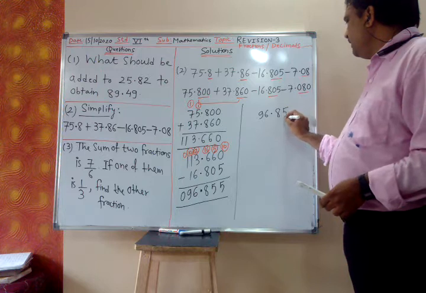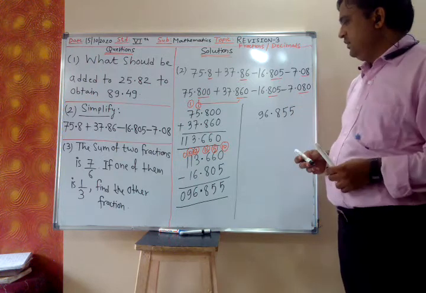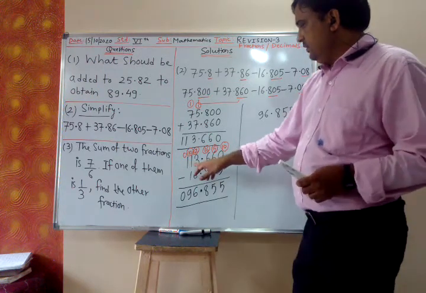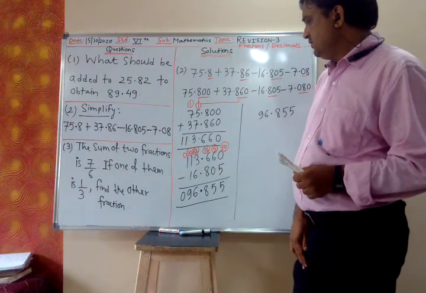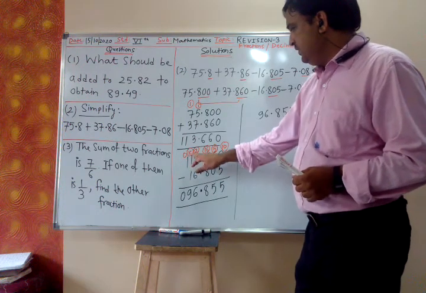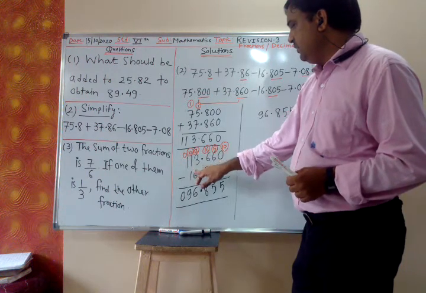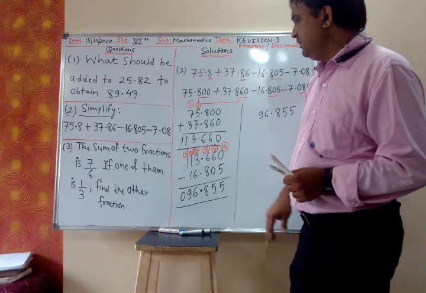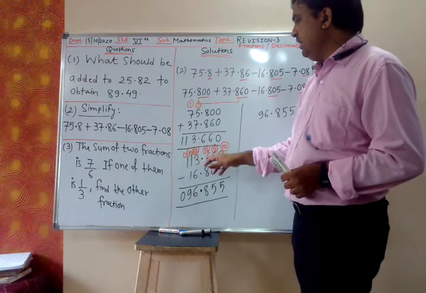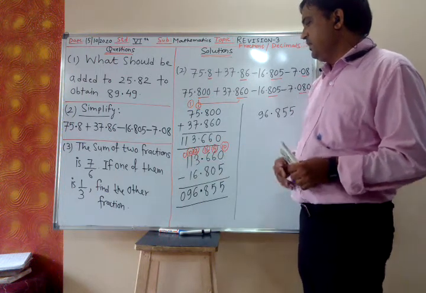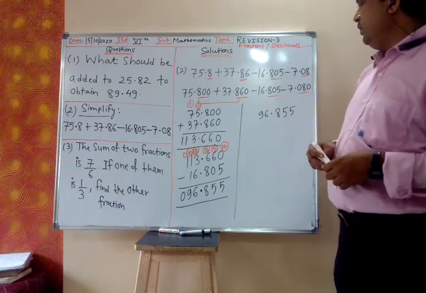96.855. Because this is 10, 10 minus 1 is 9, because when 1 will be carried, this 1 becomes 0. 96 point, yes.